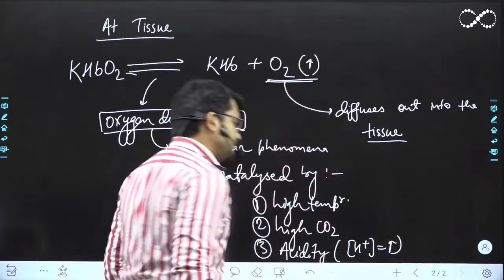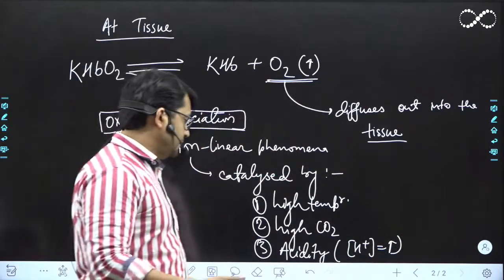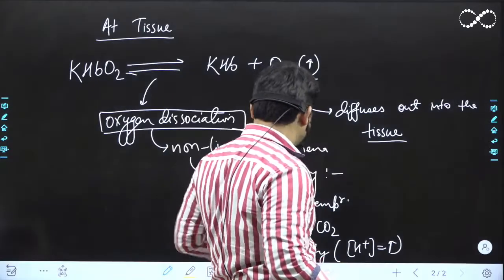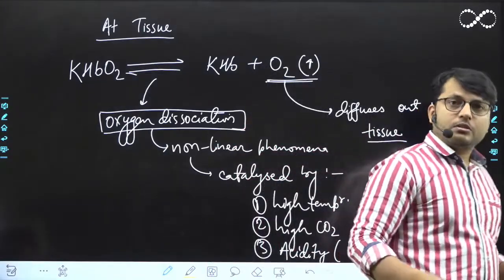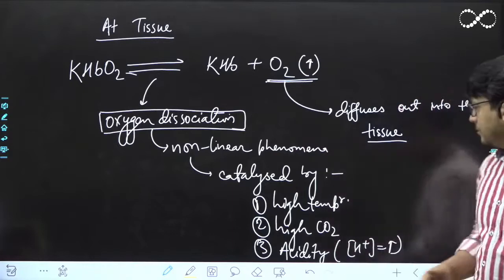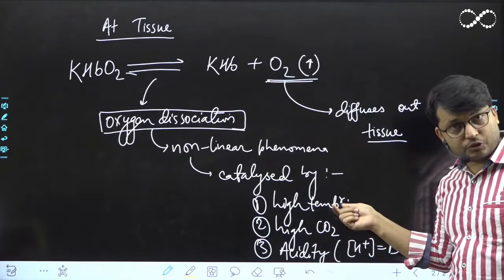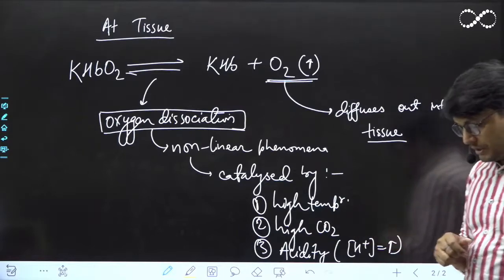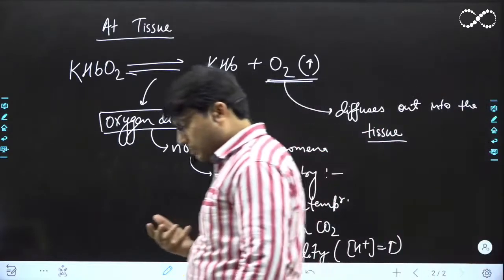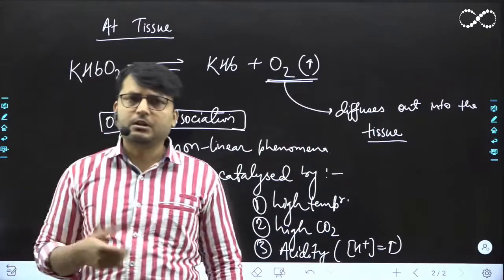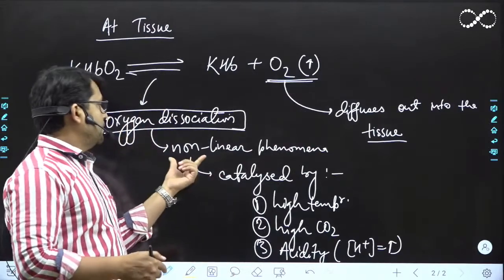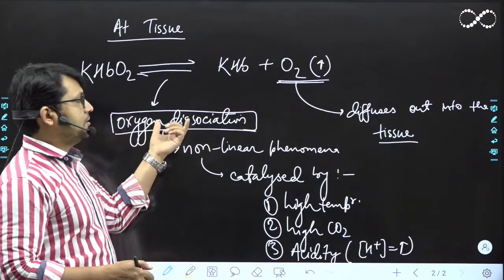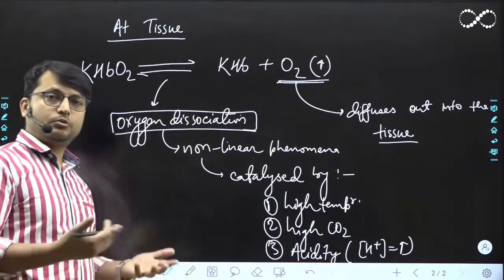Okay, so if because of any reason in the body, or in the blood I should say, the H plus ion concentration is going to increase, or there is an increase in the temperature as we experience during fever, or if we for any reason have higher CO2 concentration or bicarbonate ion in our body, it is going to induce this non-linear dissociation of oxygen, that is more oxygen will be released into the tissue.